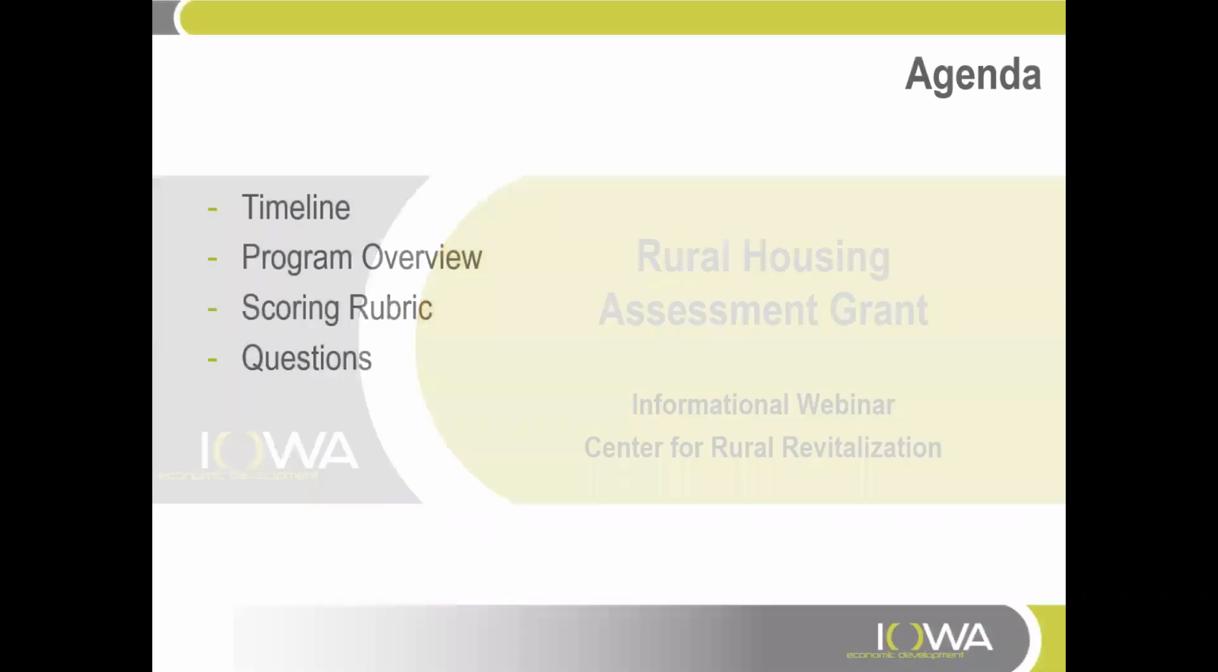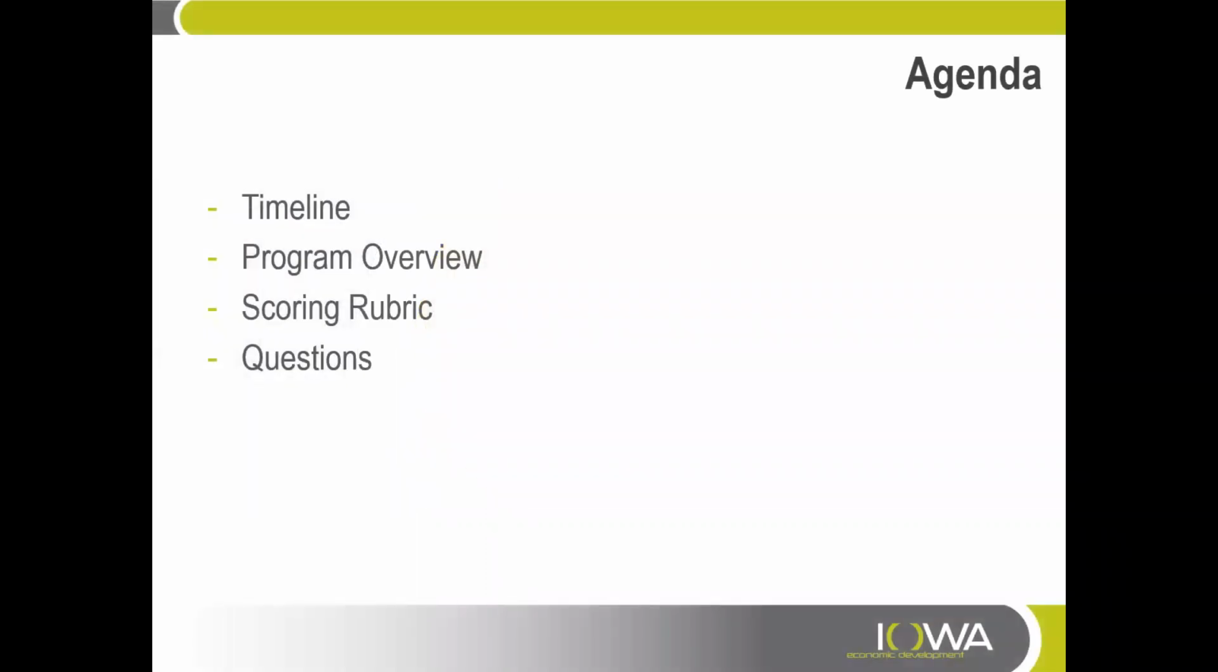Today, we're going to be talking about the timeline for the grant application, as well as a program overview, and finally, the scoring rubric and application questions, so you can see how they directly align with each other and have a better understanding of how the review panel will be looking at your application.